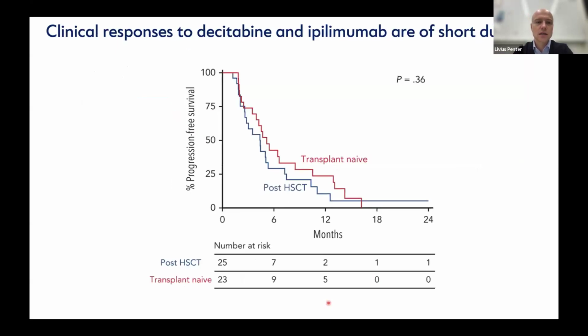And at the same time, there was also quite a bit of disappointment here because there were actually very few sustained responses. So here you can see the progression-free survival, and most patients actually progressed after about 6 months. There was one exceptional responder on this trial who's been living for many years, but the rest of the cohort had disease progression. So the question was, of course, also what's going on here? What underlies the fast relapses that we saw on this trial?